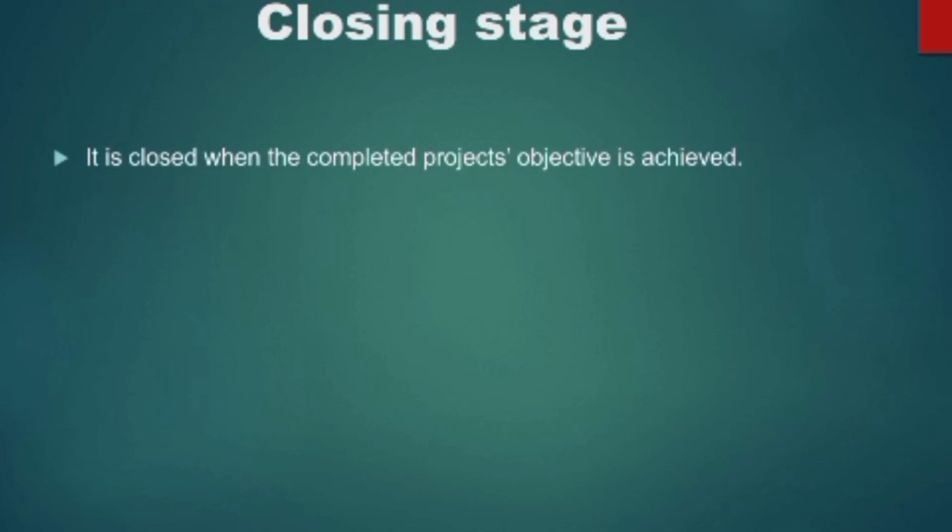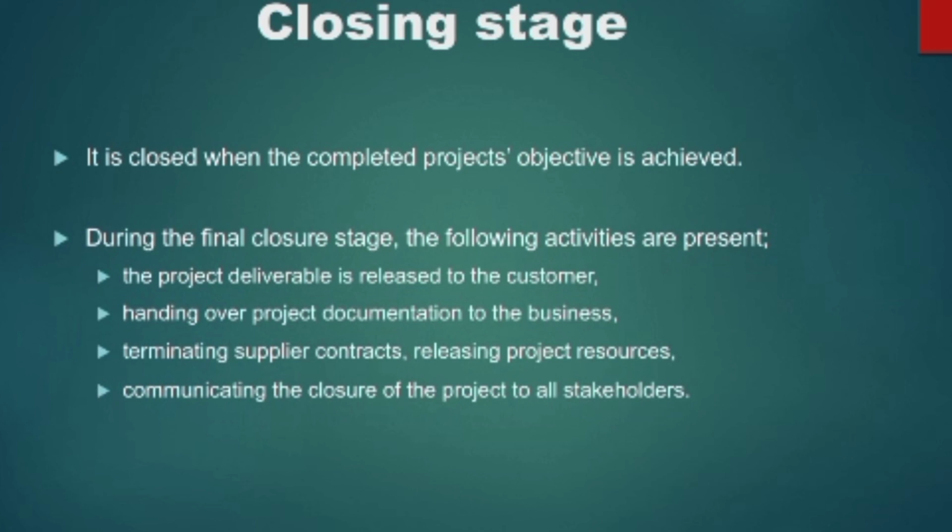The closing stage, or the closure stage, is the last stage, or the termination stage. Projects are closed when the objectives are met. So when you are able to complete a project, you close it because you have met the objectives. At the final closure stage, the following activities are present. The project deliverable is released to the customer or the project sponsor. You hand over project documentation, you terminate every supplier contract, you release the resources of the project, and then you communicate the closure of the project to all key stakeholders. And with that, you can say that yes, you have brought it to an end.